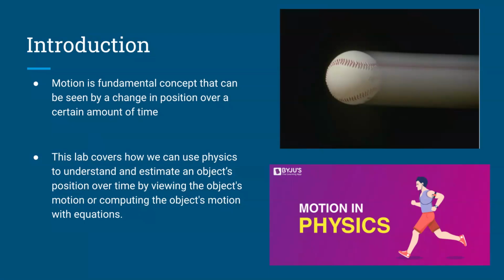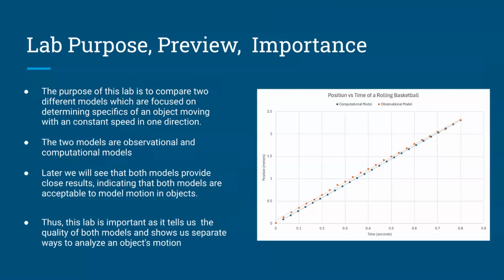Now, in this lab, we will be using physics to analyze and determine an object's change in position while in motion. More specifically, this lab will be focused on comparing an observational model and a computational model to see how similarly or differently they describe an object that has constant speed in only one direction.